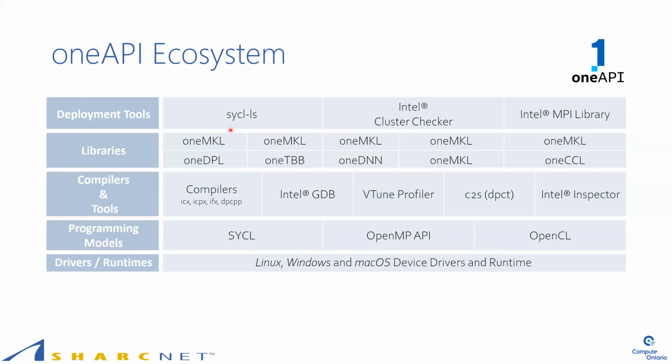In deployment tools, we have CLLS. It's not as informative as, for example, ROCm SMI or NVIDIA SMI, because it doesn't show, for example, the GPUs and temperatures and those other things, but it's something similar. And we also have Intel Cluster Checker and other tools.